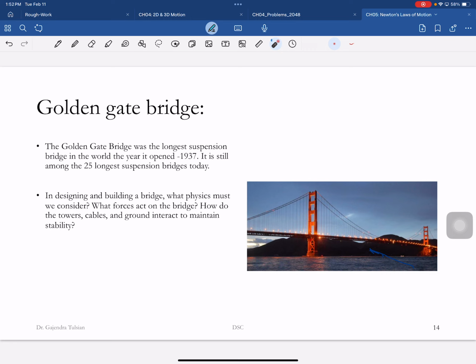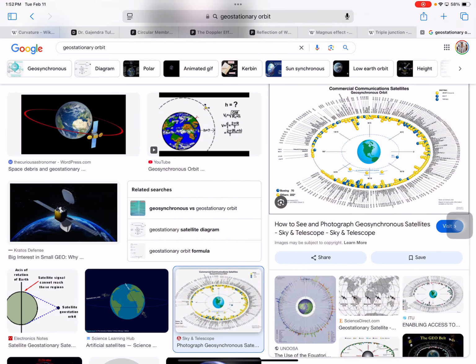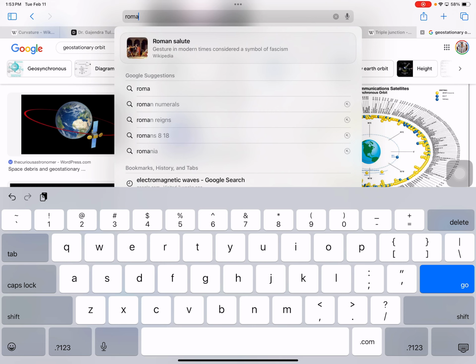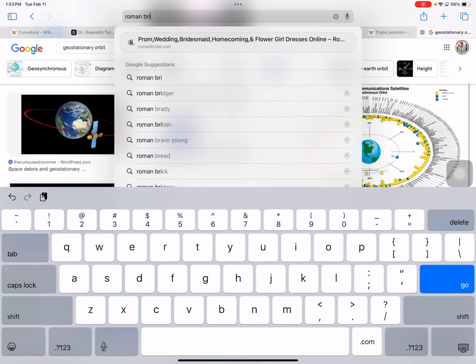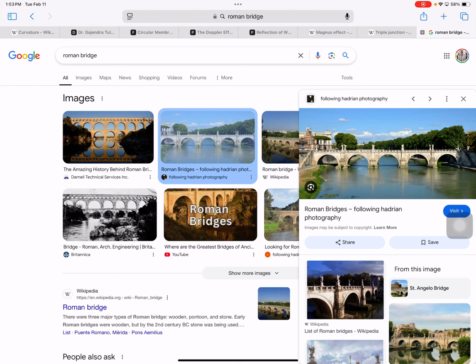So here's a suspension bridge. What is the idea of a suspension bridge? Support the bridge from above instead of below. Yeah. So here's an old style bridge. See, this uses a lot of material. It's not very high, and so on.